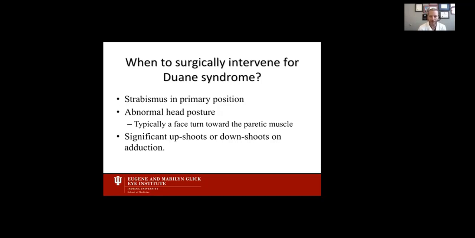If these people have abnormal head postures, so typically they're going to have face turns. If I have a left Duane syndrome and my eye won't go to the left, then my face is going to go towards the left to kind of take that muscle out of play. So people will usually turn their face toward the paretic muscle. And then if they have significant upshoots or downshoots, of course, you're going to want to fix that as well.